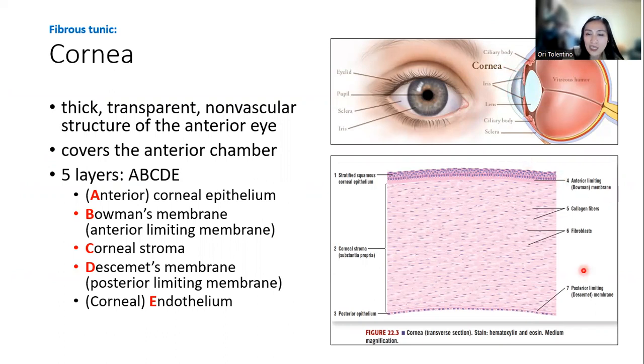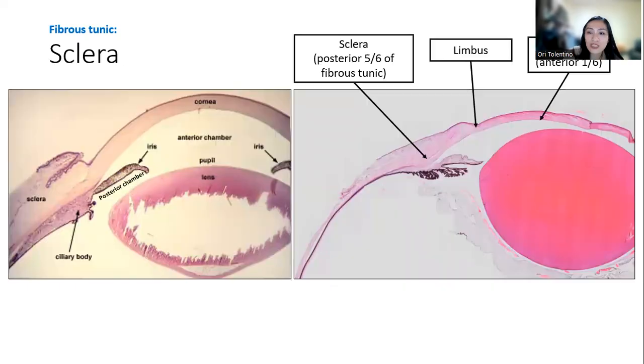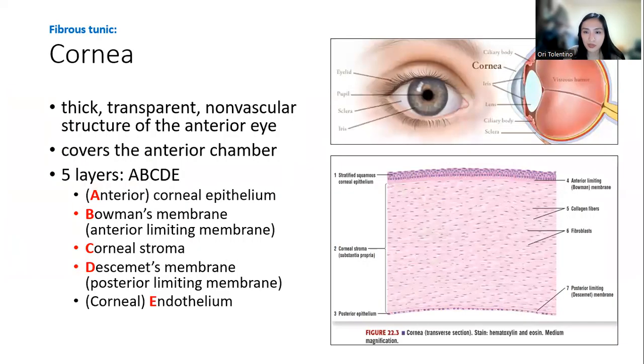So what is this anterior chamber? Okay, let's go back to the previous slide, okay? So you can see that the cornea covers the anterior chamber right here. The anterior chamber is an area between the iris and the cornea, while the posterior chamber is an area located between the iris and the lens. Okay, more about these chambers later, okay? Just know that the cornea will cover the anterior chamber, and the cornea has 5 layers.